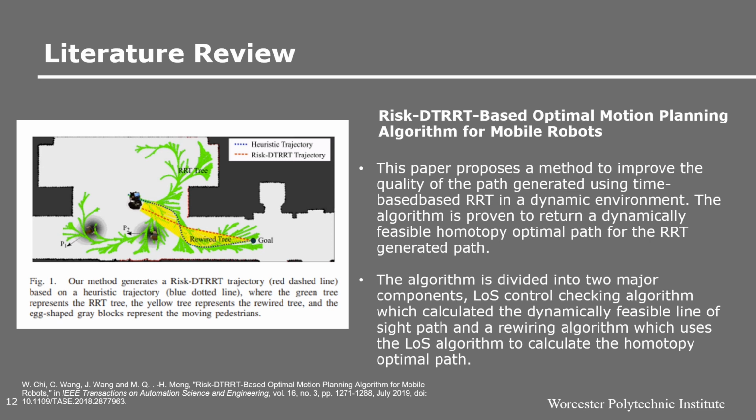When we were looking for optimization-based algorithms, we came across this paper which solves a similar problem in a completely different application scenario. The proposed method first calculates a path using the RRT algorithm, which is then optimized using a line-of-sight checking algorithm. The author also proves that the algorithm returns a homotopy optimal path. This paper was interesting because the algorithm presented is less expensive in terms of computation and can easily be scaled up for multi-agent systems.